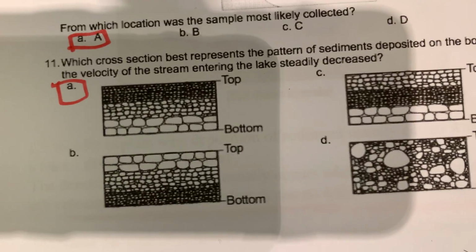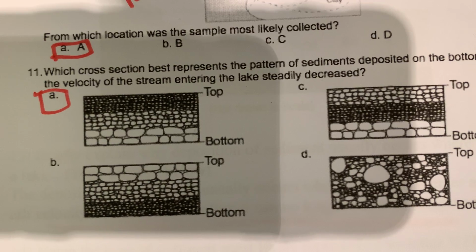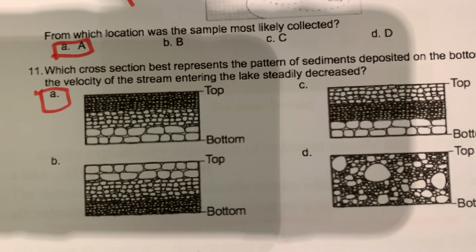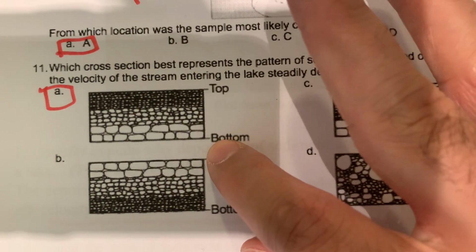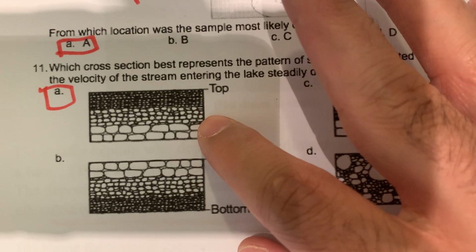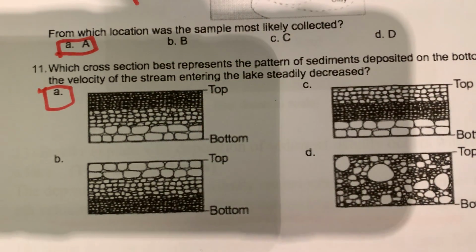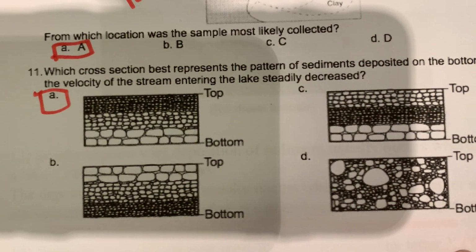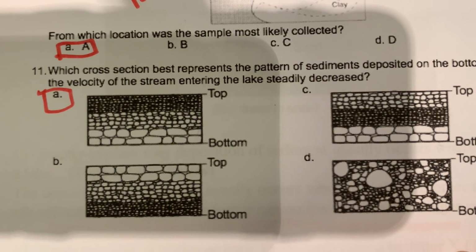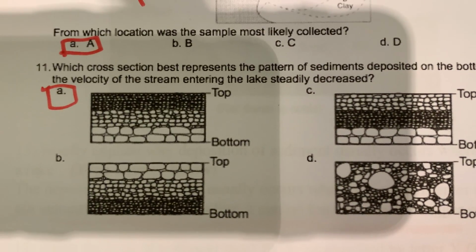All right, so this picture here is vertical sorting. So we'll have the largest particles at the bottom, medium size in the middle, and smallest on top. That's how you get that when the velocity decreases within a steady lake.